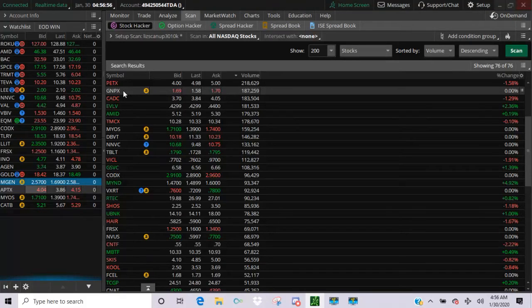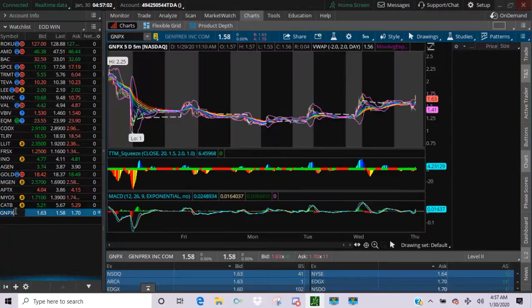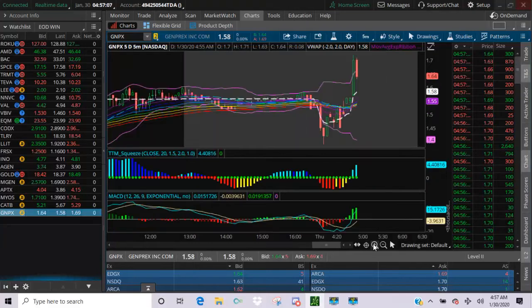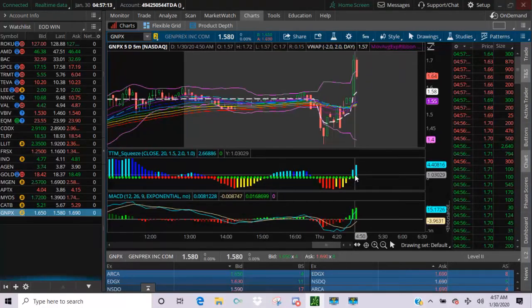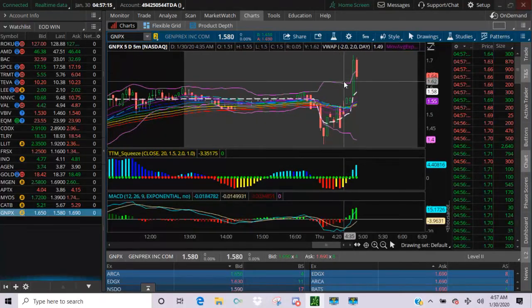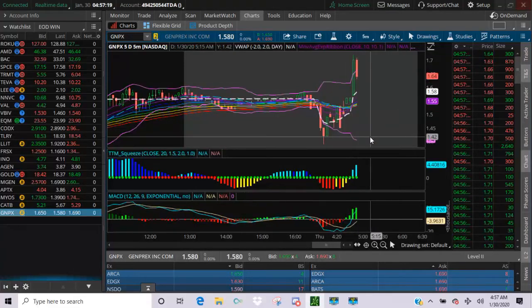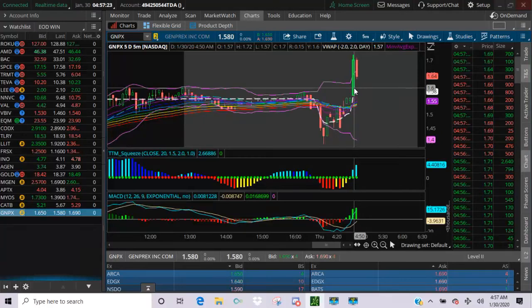Let's go ahead and drag this over. I'm going to go ahead and pull the chart. Let's look at GNPX. Ooh, mommy like. All right, so here we go. My MACD cross right here. Look at this, people. You see this? You see these greens? Look, TTM squeeze went into the blue. My Bollinger Bands just expanded right there. Boom, boom. See that giant green candle?